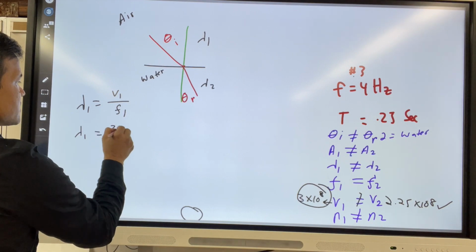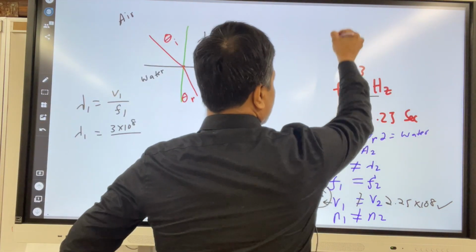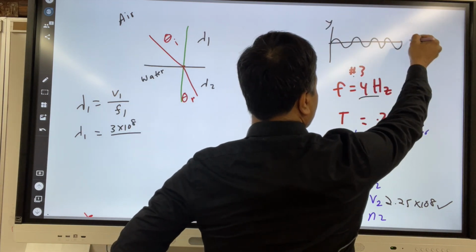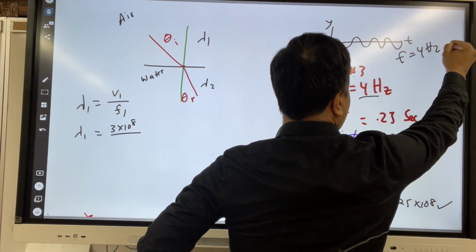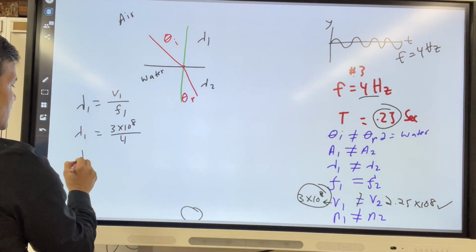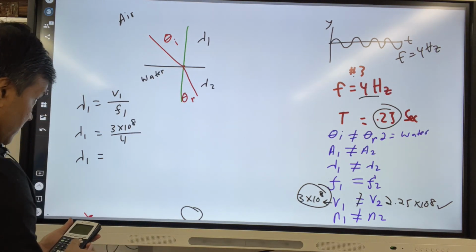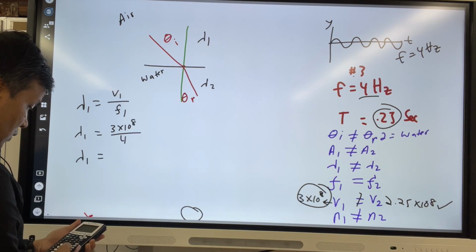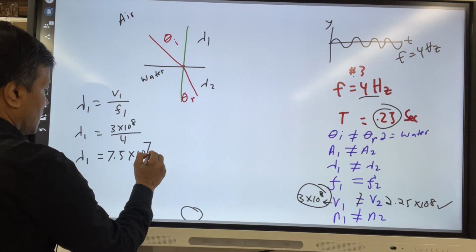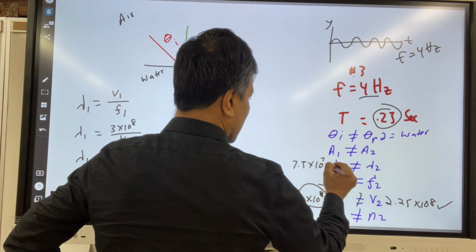3 times 10 raised to 8, and frequency is 4. We are using this one, 1, 2, 3, 4. Frequency is 4 Hz and period is 0.25 second. Don't get confused between these two. Frequency is 4, so lambda 1 is 3 divided by 4, which is 7.5 times 10 raised to 7 meter.